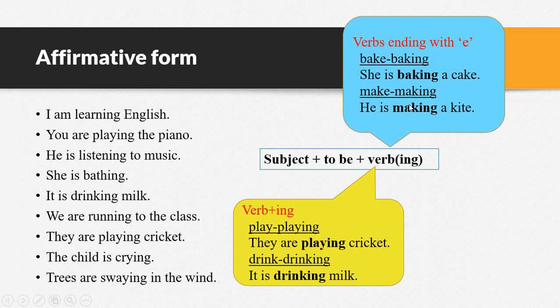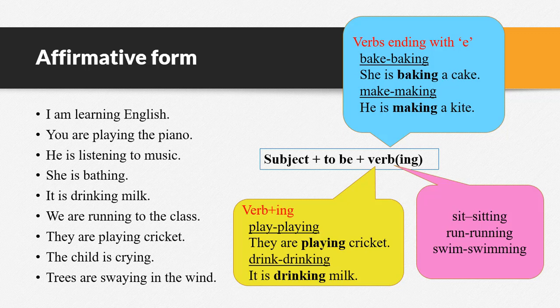Those are some examples. And then the words like sit, run, swim, cut, the words with one syllable ending with a consonant and preceded by a vowel. When you form the ing form of those words, the consonant becomes doubled. Sit, here double consonant, sitting. Run, double consonant, running. Swim, swimming. Cut, cutting. Put, putting. Okay, you'll get that idea once you write your own sentences.